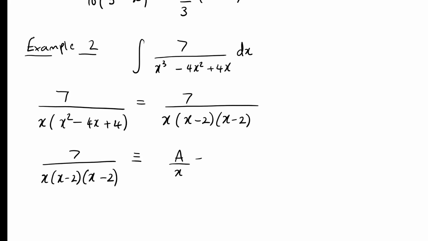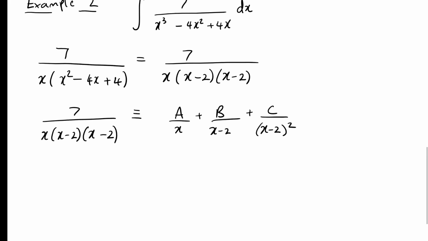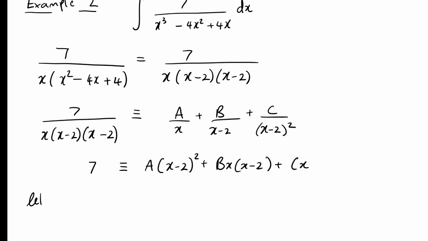So we'd have a over x plus b over x minus 2 plus c over x minus 2 squared. Multiplying both sides by the denominator of the left, so by x, x minus 2, and again x minus 2, gets us to 7 equals a times x minus 2 squared plus bx times x minus 2 plus cx. Let x equal 2 to zero a lot of the terms. 7 is equal to 2c. Therefore c is equal to 7 over 2.